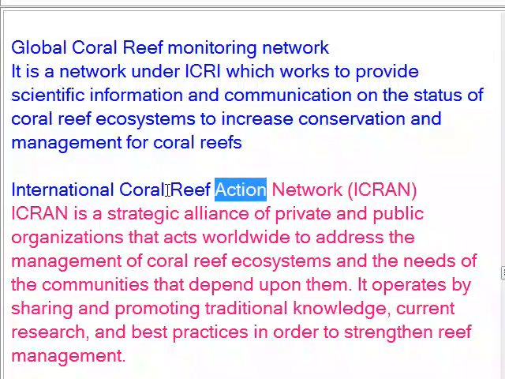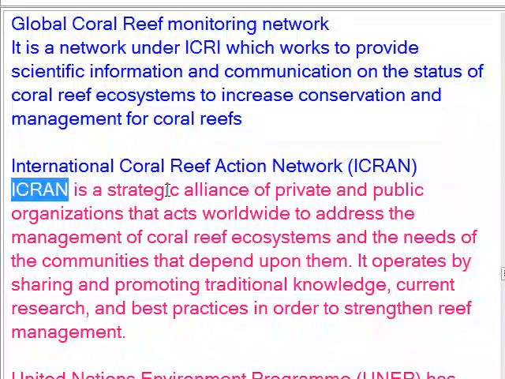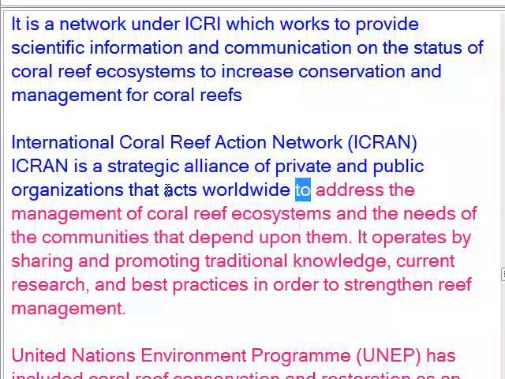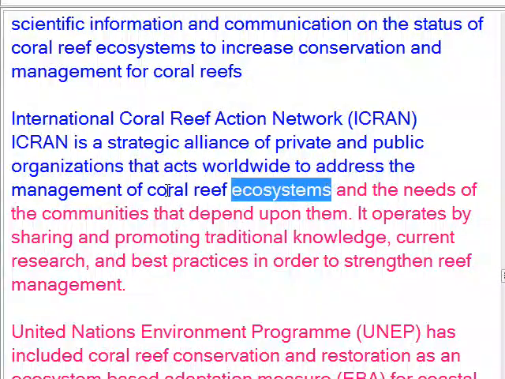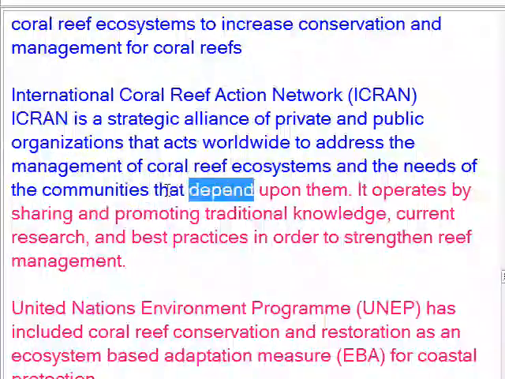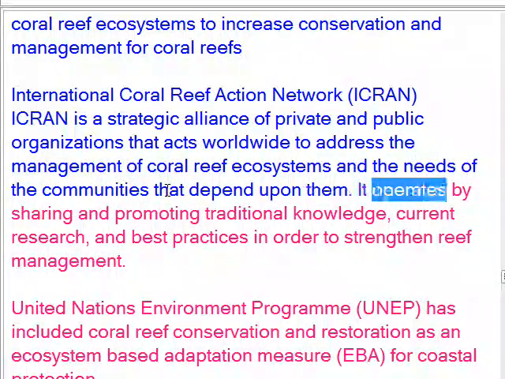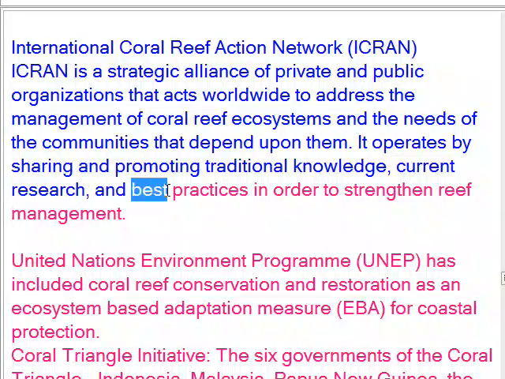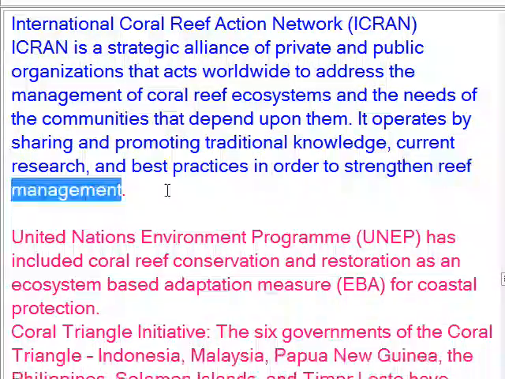International Coral Reef Action Network, ICRAN, is a strategic alliance of private and public organizations that acts worldwide to address the management of coral reef ecosystems and the needs of the communities that depend upon them. It operates by sharing and promoting traditional knowledge, current research, and best practices in order to strengthen reef management.